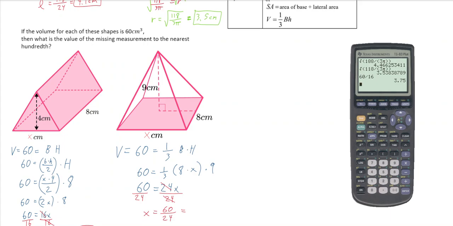Now we can do opposite operators, opposite BEDMAS to move the 24 across. So we're left with x equals 60 over 24, which equals 2.5. And to the nearest hundredth, so 2.50 centimeters.